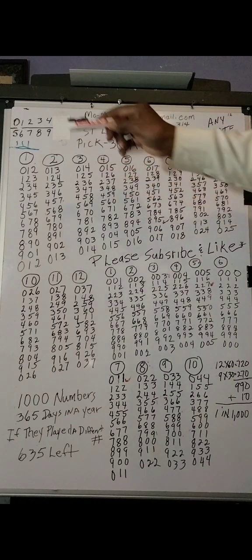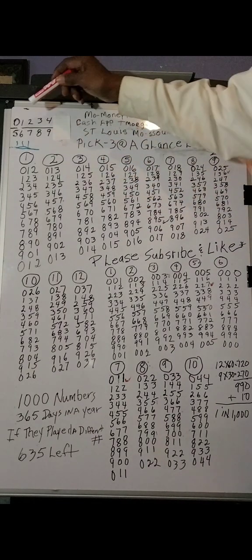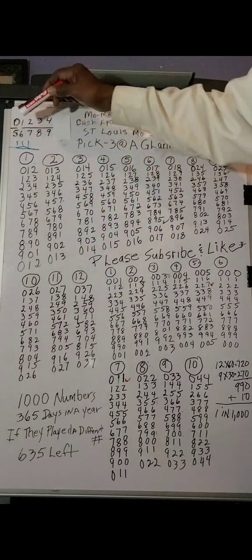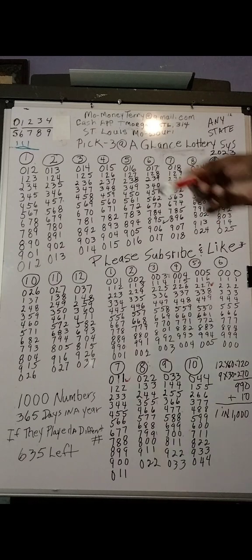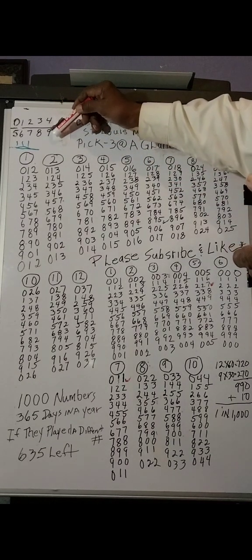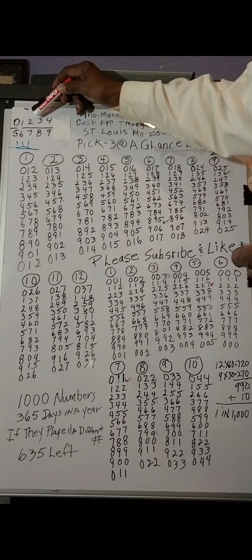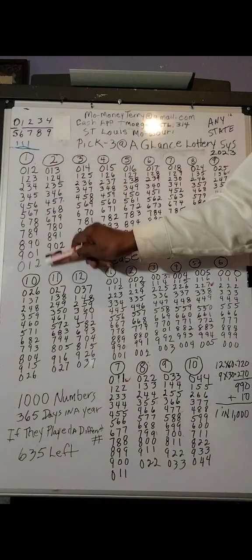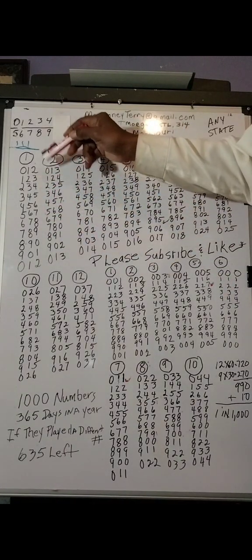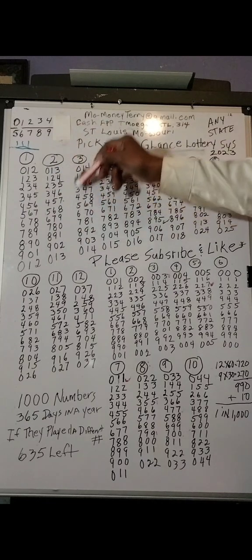So say you played 0, 1, 2, and the lottery plays 5, 6, 7. They just played the opposite number of what you were playing. Let's say you played 7, 8, 9, and the lottery played 2, 3, 4. They just played the opposite number of what you were playing. And that's why here on this column, all these numbers mirror each other. Each number in each column.